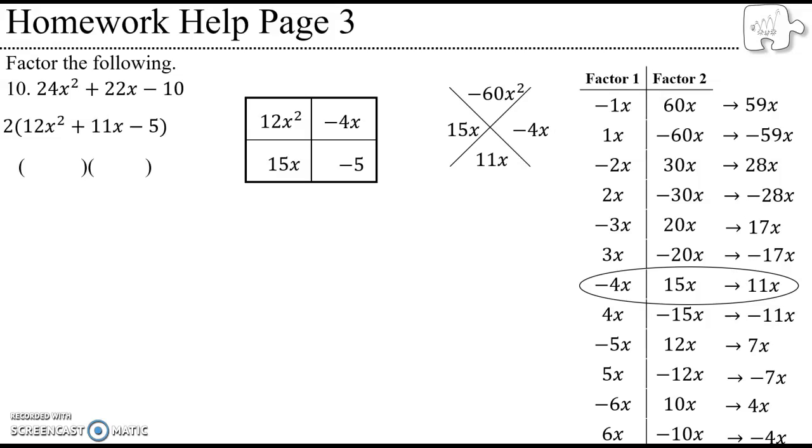So now we got to think about what's the biggest number that goes into 12x squared and negative 4x. Well, it's going to be 4x. 4x goes into 4. They both have an x, and then 4 goes into 12 and 4. Same thing here. They both have an x, and the biggest number that goes into 12 and 15 is 3. So we got that. So now we drop it.